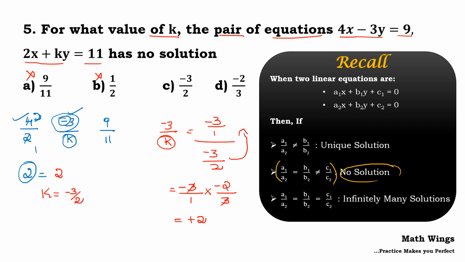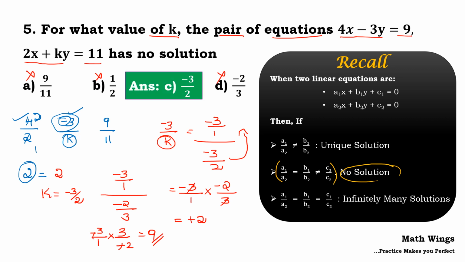But before that, let us just clarify if the fourth option works. Minus 3 by 1 whole divided by minus 2 by 3. When we simplify this, minus 3 by 1 into 3 by minus 2 gives me the answer 9. Therefore, option D also can be eliminated. The correct answer here is option C, minus 3 by 2.